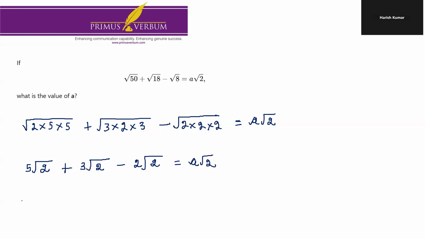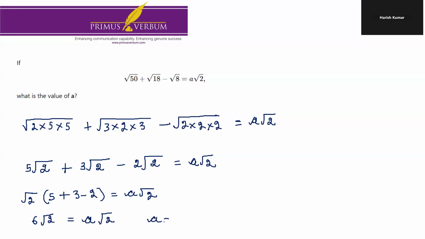Now on the left hand side, I find that root 2 is common to all the terms. So I rewrite it as 5 plus 3 minus 2, which is equal to a root 2. And so this is going to be 6 root 2 is equal to a root 2, which means a is equal to 6.